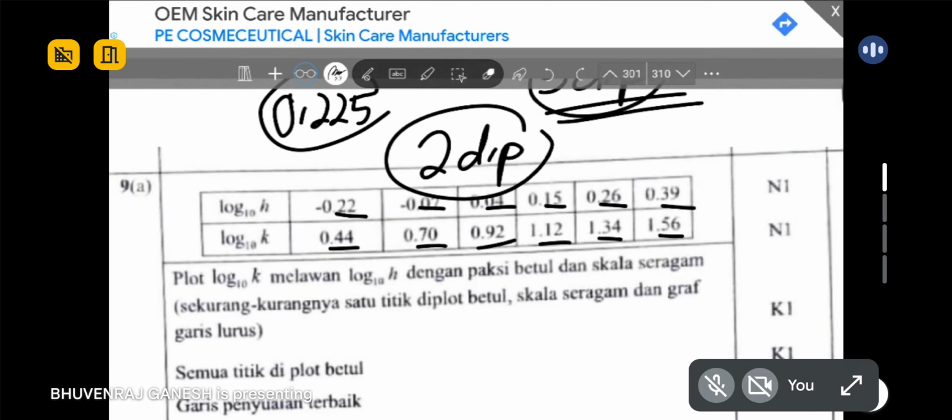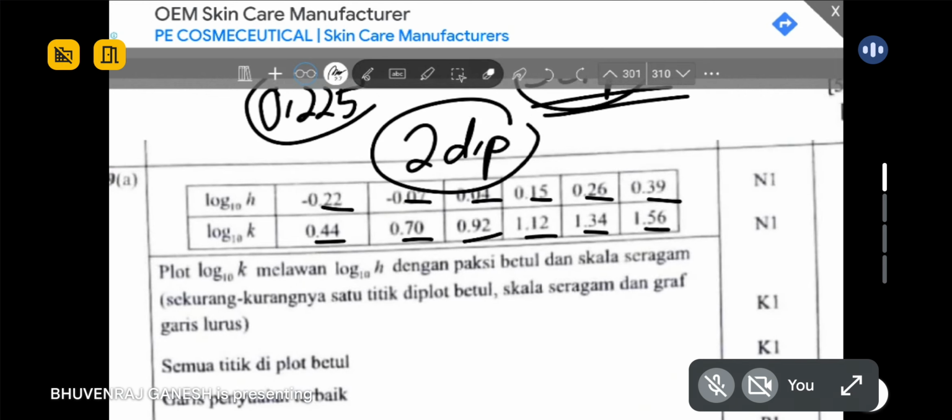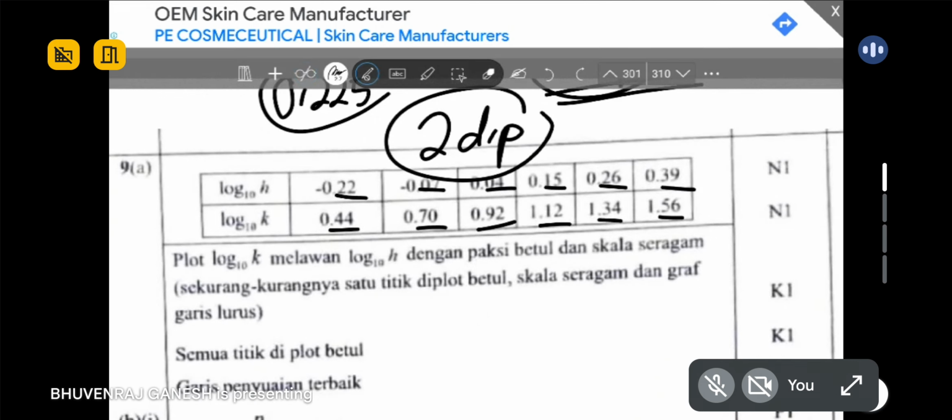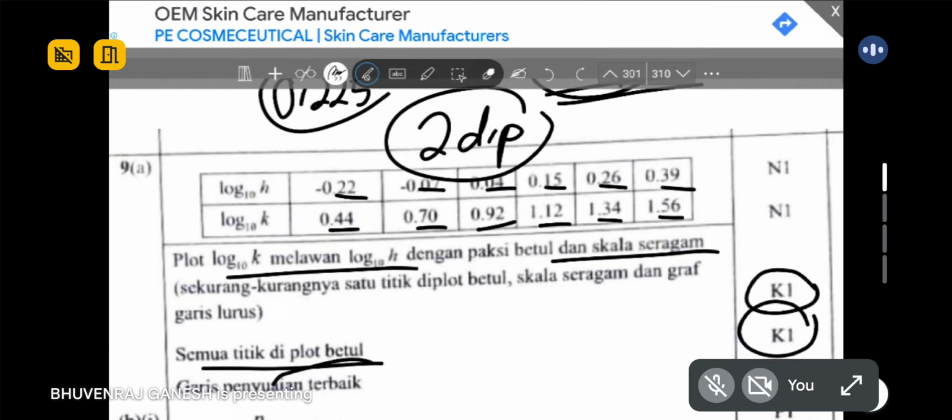Most of the question is 6.1. Okay, all right. So you can see over here how they give the mark. If you plot correctly with a uniform scale, skala seragam, you will get 1 mark. Then they will check all your points, do you plot correctly or not? 1 more mark. And then your best fit line correct or not? 1 more mark. So 3 marks. Usually the graph alone is 3 marks, linear law. Always remember these 3 points you must have.